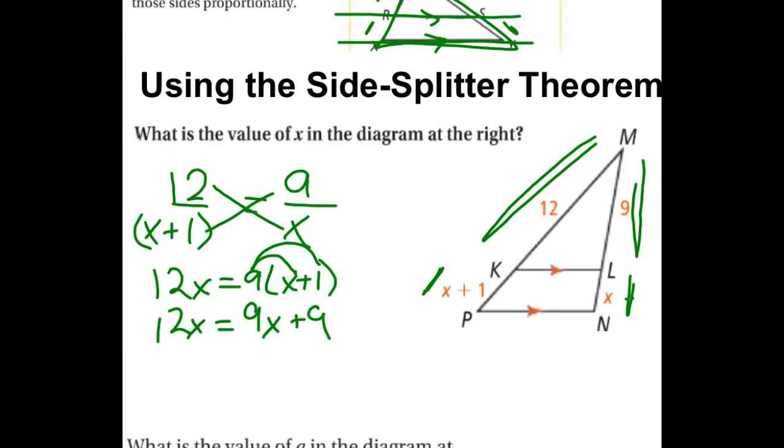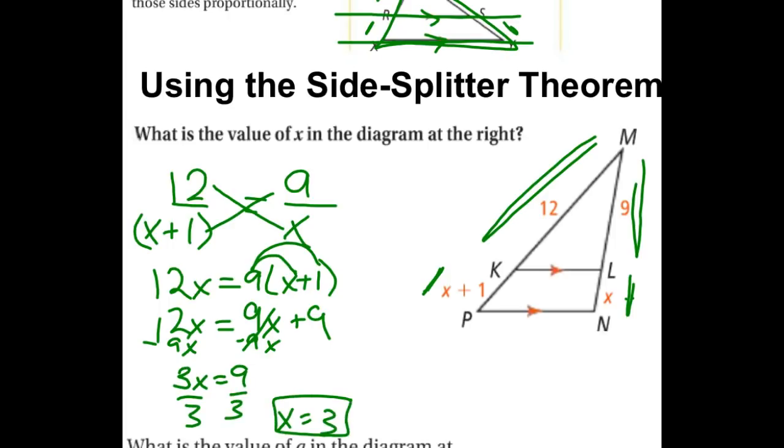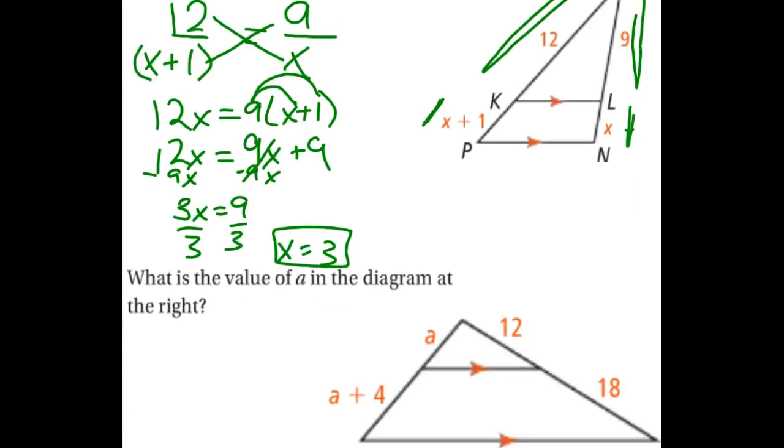And now I just want to start moving stuff around to solve for x. I notice it's just linear, not a quadratic, so I just want to bring the x's to one side and the constants to the other. So I'm going to bring that 9x over as a negative. 12 minus 9 is 3x equals 9. I'm going to divide both sides by that 3, and x is 3. And we're good to go. So it's that simple.